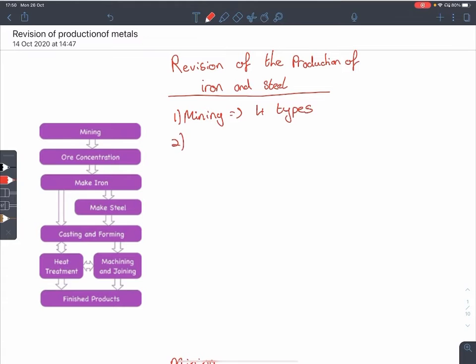Number two is ore concentration, and this again is separating out the iron from the impurities. Here we have three separation techniques that we need to look at. And then we have making iron. From this, we have two types of furnaces that we can use.